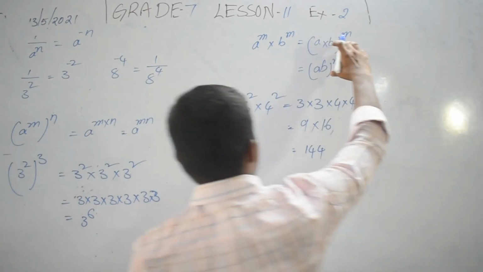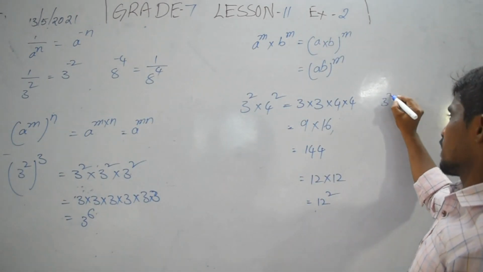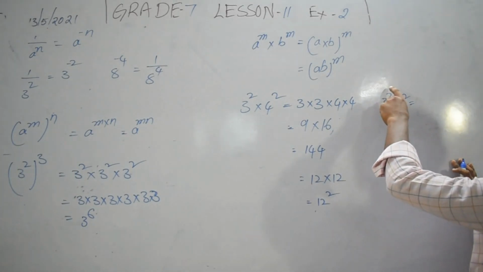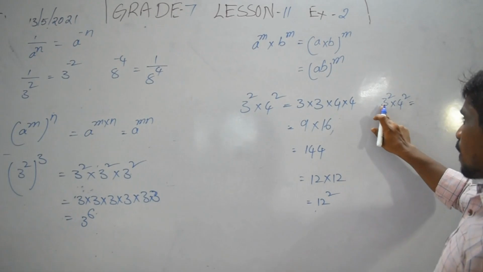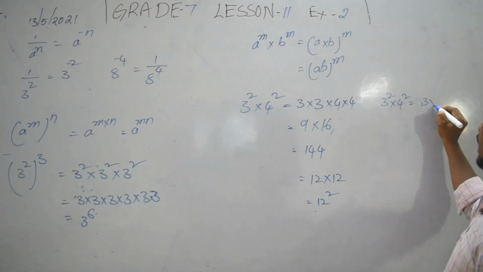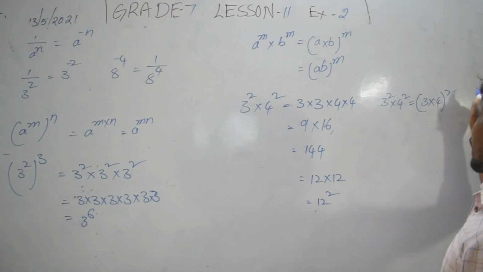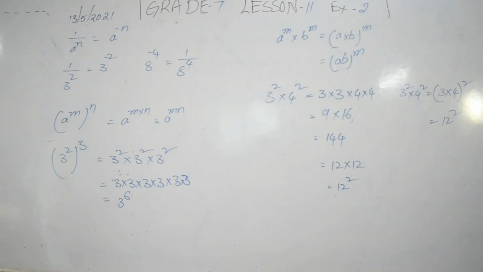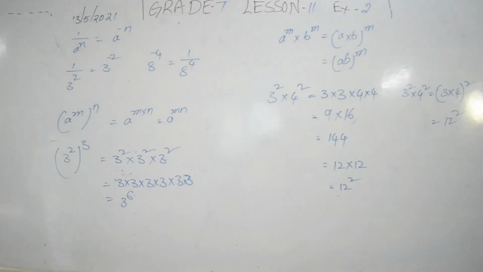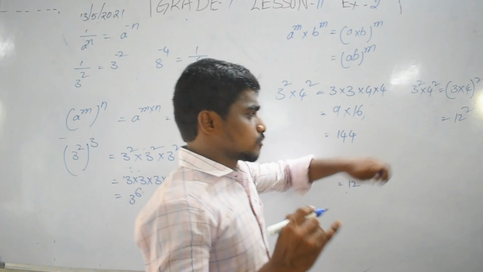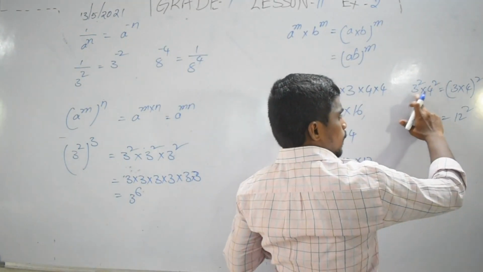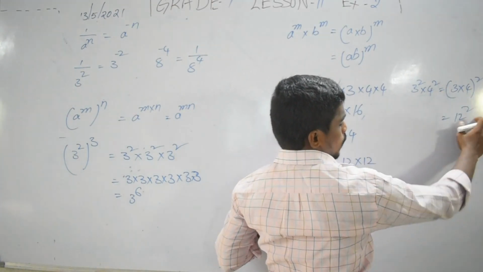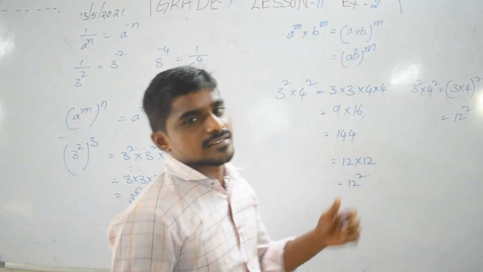Now see, here we are using this formula. So 3 square times 4 square. The bases are different, the powers are equal. So we multiply the bases: 3 times 4, whole square, is 12 square. Here, 3 square times 4 square, the powers are equal, the bases are multiplied, 12 square. Both give the same answer.